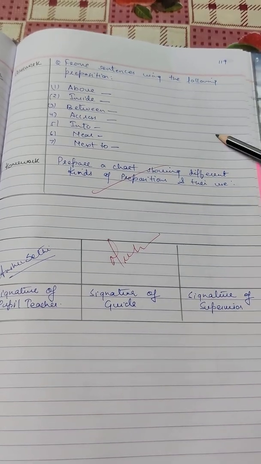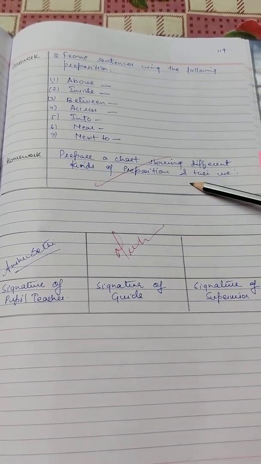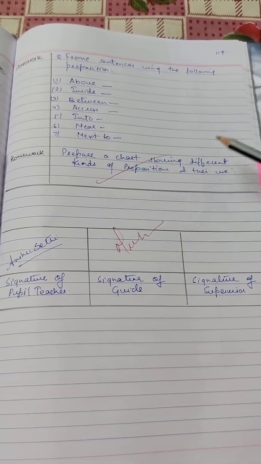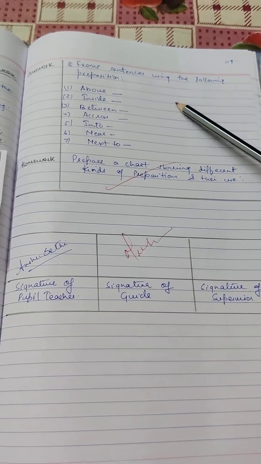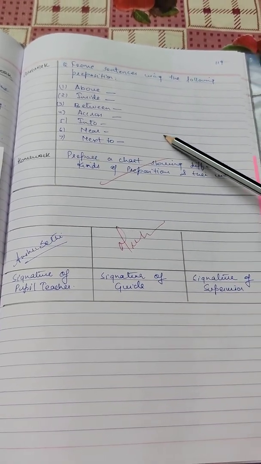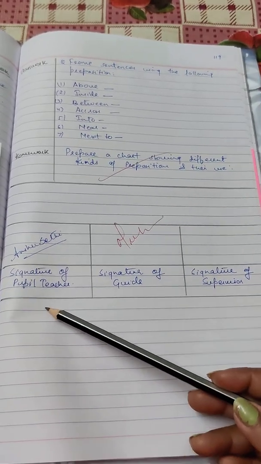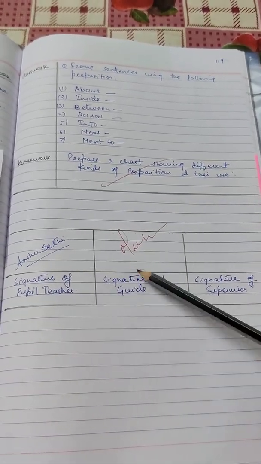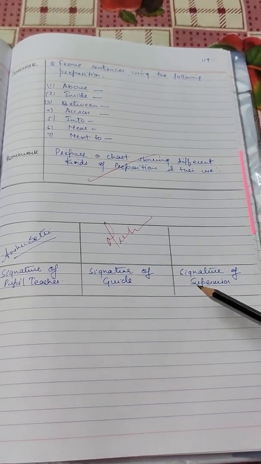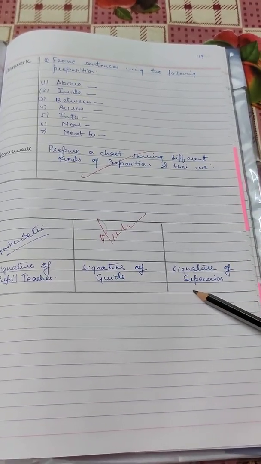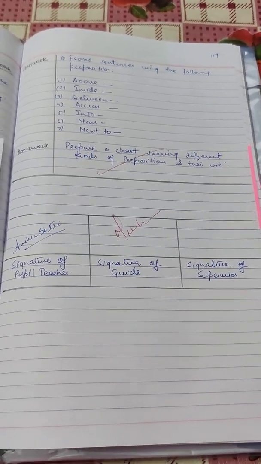Then comes the homework, classwork first and then the homework. Like I've written in the classwork, frame sentences using the following prepositions: above, inside, between, across, into, near, next to, like this. This is the end of the lesson plan, where we draw 3 columns, one for signature of pupil, teacher, then signature of guide and supervisor. So here the topic of preposition ends with 2 lesson plans.